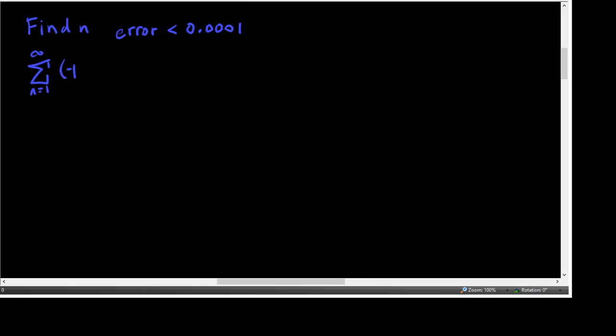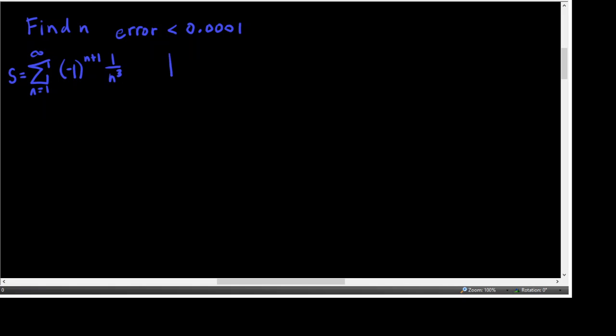Let me write that down. And we're not proving that this one converges, because if they ask this question of a series, it's implied that it converges to S. And so we have a sum that is implied in the directions, S, that we're going to try to find. So we're trying to approximate the sum of this series.